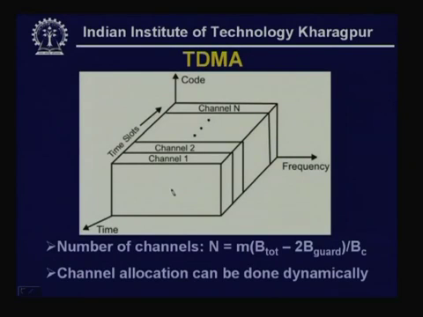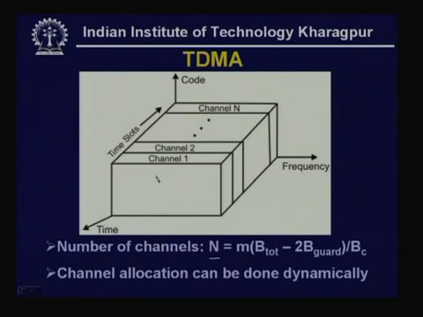As you can see here, the frequency and code remain the same for each of the channels, however the time slots are varying, and in this case the number of channels is equal to n, where m is the number of bits for each of the stations, multiplied by B total, that is the total bandwidth available, minus 2 into the guard bandwidth, by VC, that is the bandwidth of each of the channels. So, you have got separate channels.